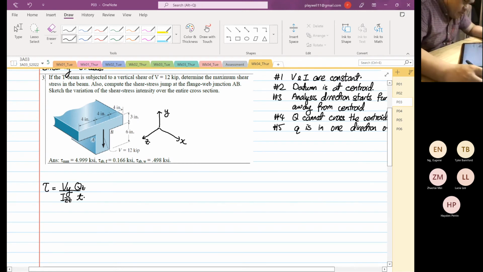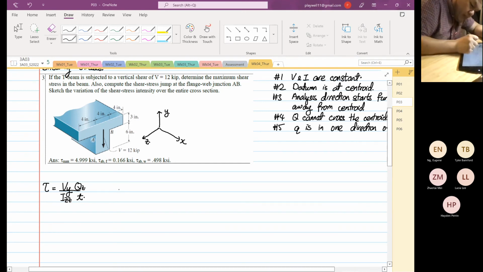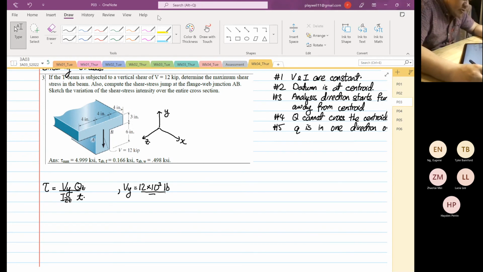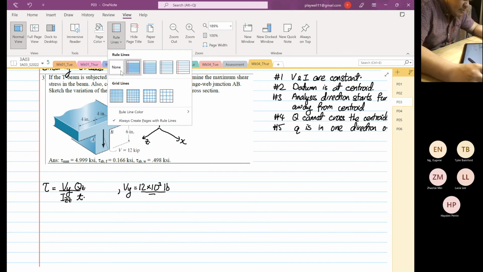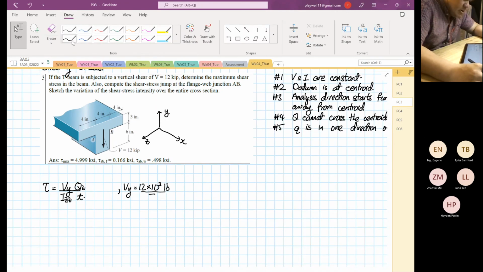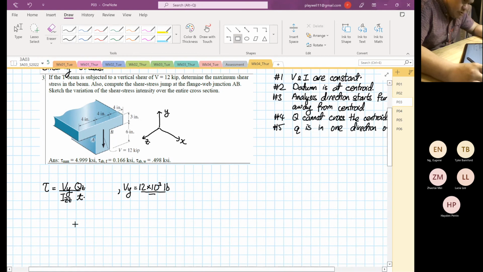So immediately we need to find, we know that Vy is given. Vy is equal to 12 times 10 to the power 3 pound force. Okay, this is given. So from here, I'm just going to sketch the cross section.